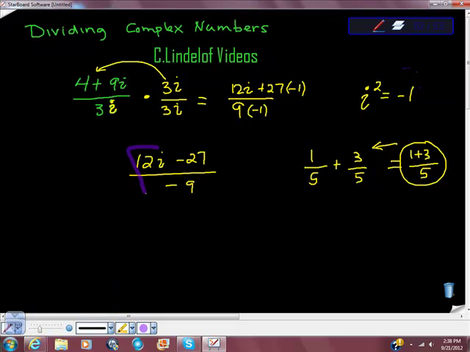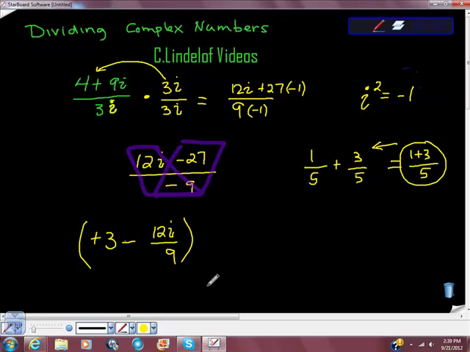I want to look at it as 12i over negative 9, and I also want to look at it as negative 27 over negative 9. So negative 27 over negative 9 is positive 3, right? Plus 12i over negative 9, otherwise known as minus 9. So there's our answer. All right? I know it's kind of a pain in the neck, but it can be done, and this is how we have to work this out.